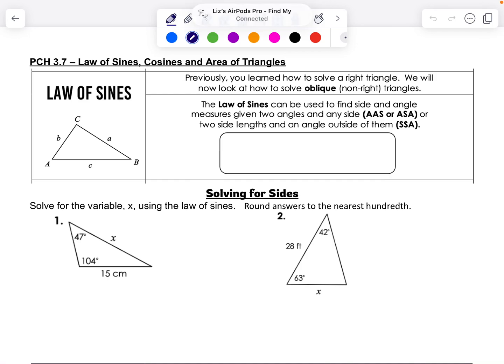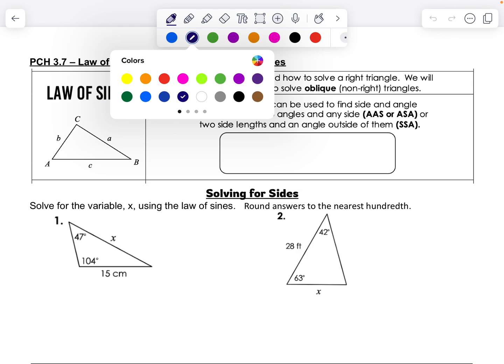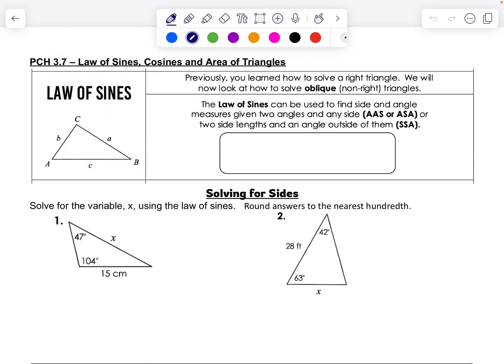All right, so today we're going to be talking about 3.7, which is law of sines, law of cosines, and areas of triangles. So the first part of this video, we're going to be looking at law of sines. A few things that we need to know: previously we looked at how we could use sine, cosine, tangent to solve a right triangle.